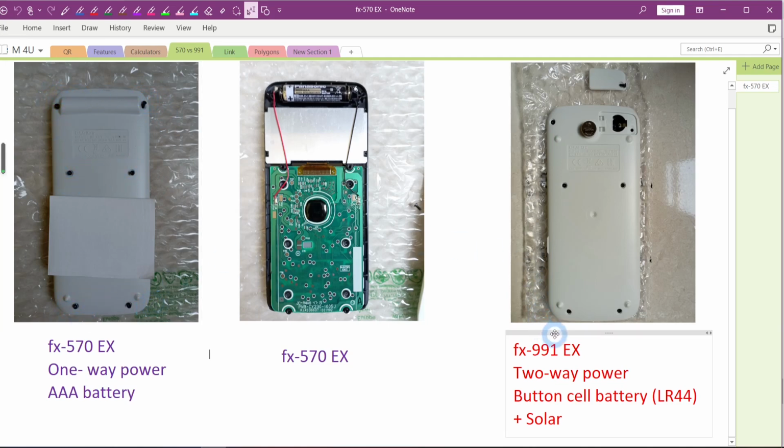For the FX991EX, this is a two-way power calculator. You can use solar energy or battery. If you want to change or replace the battery, you just need to take out one screw. The battery used in this calculator is a button cell battery, LR44. Okay, that's all for this video.